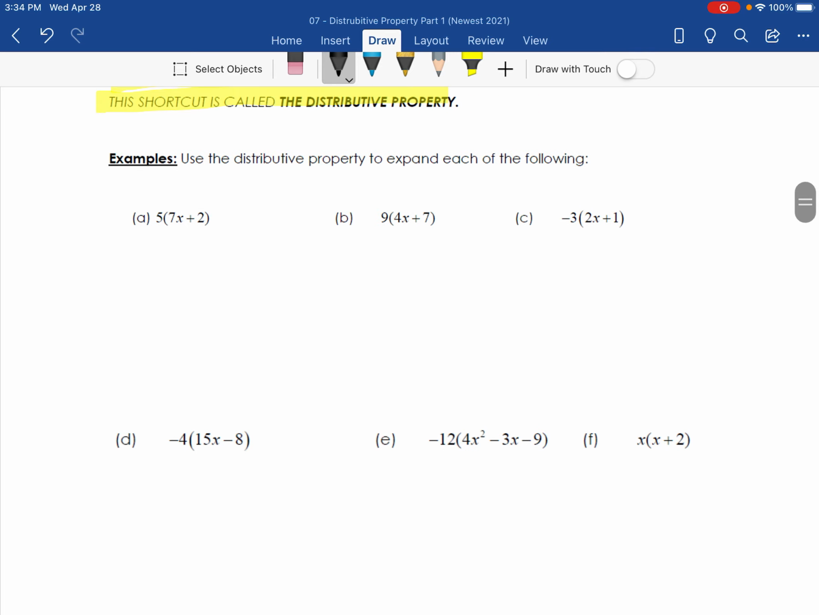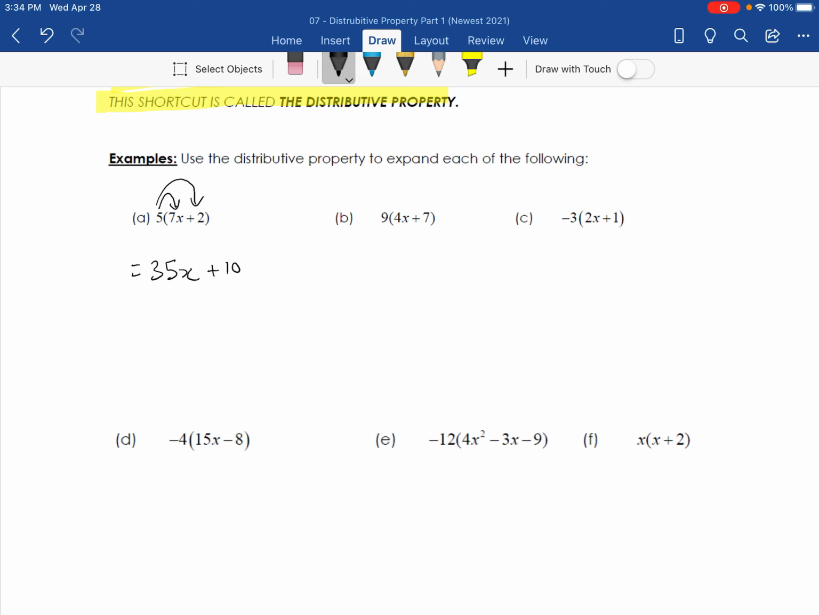So instead of writing this out, we're just going to take the number out front and multiply it by the first term. And I get 35x. And I multiply it by the second term. And 5 times adding 2 is adding 10. Or 5 times plus 2 is plus 10. Either way you want to say that. That's it. That's the distributive property. I mean, the rest is just details, special situations.